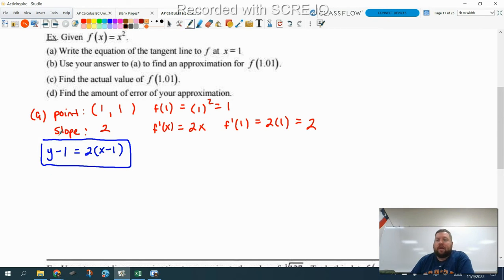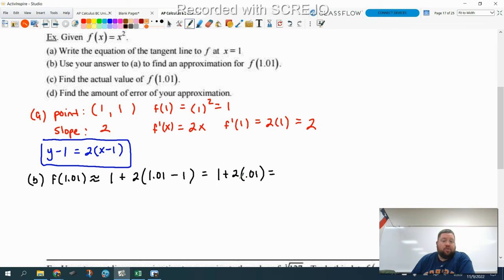All right, part B. Use your answer to A to find an approximation for f(1.01). Okay, so f(1.01), our approximation for that is the y right here. So f(1.01) is approximately equal to, so I'm going to add the 1 to the other side, 1 plus 2 times 1.01 is our x value, minus 1. All right, just work this out. That is equal to 1 plus 2 times 0.01. That's 0.02 plus 1, so it's 1.02.